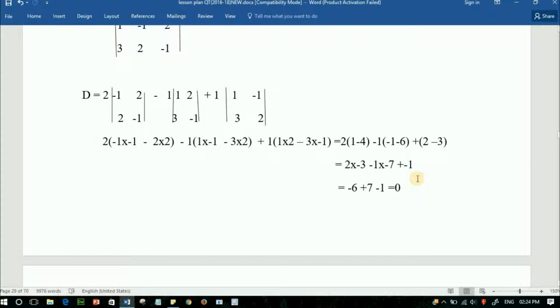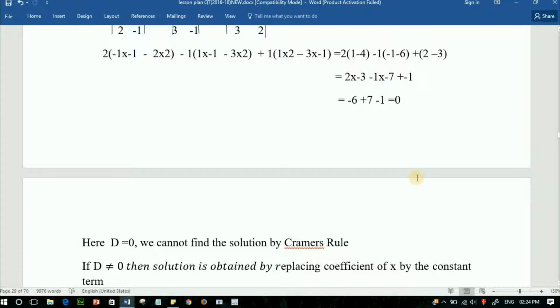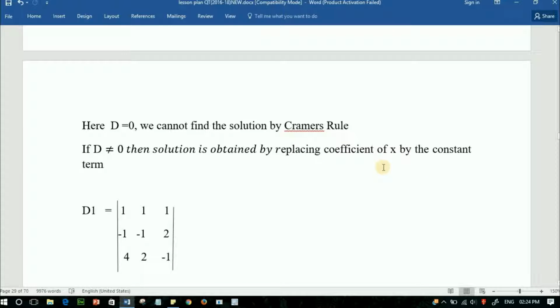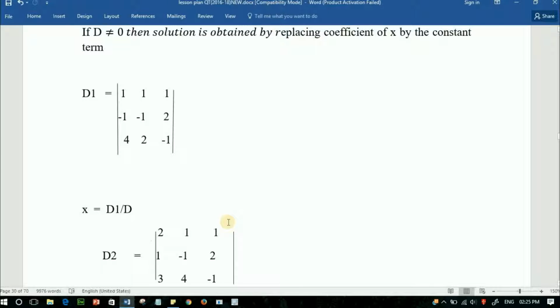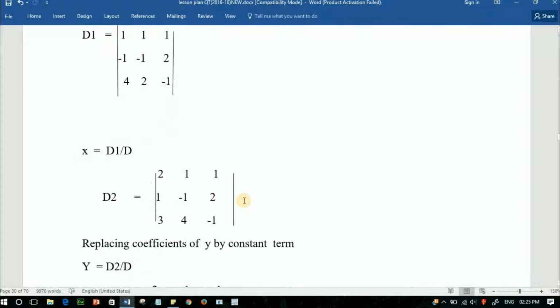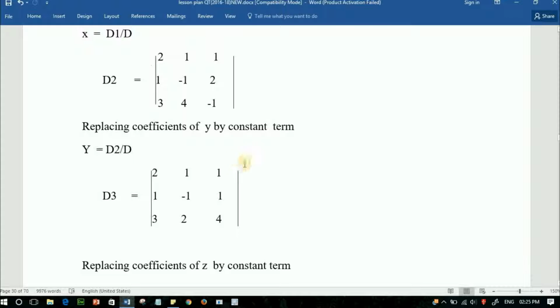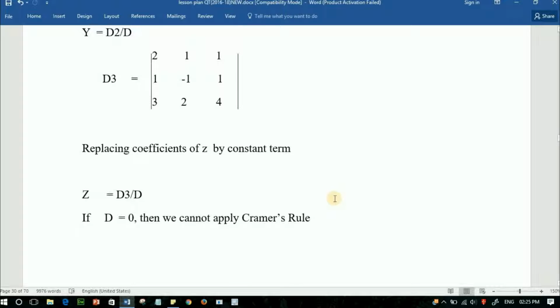Already we discussed that if D is equal to 0, we cannot find the solution by Cramer's rule. So in this case, we can't find the solution. Otherwise, the solution is obtained by replacing the coefficients of x by the constant terms. That first column we change, and replace by the constants 1, 1, 4, and evaluating, x is found by x is equal to D1 by D. Similarly, D2 is found by replacing the coefficients of y by the constant terms, and evaluating, we get y is equal to D2 by D. Similarly, for z, we replace the coefficients with the constants, then evaluate D3, and z is equal to D3 by D.